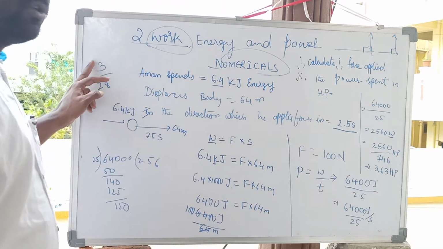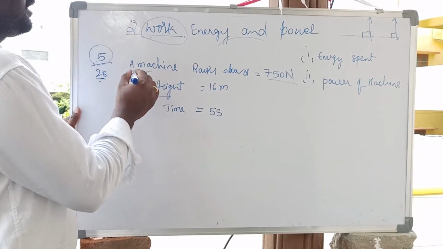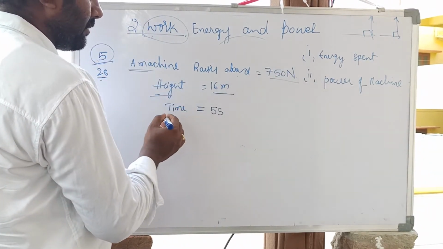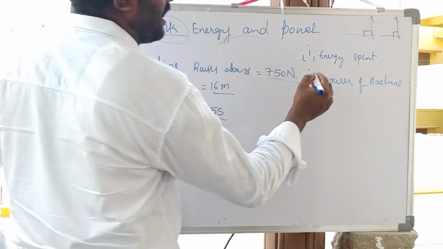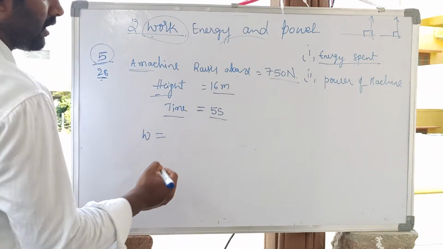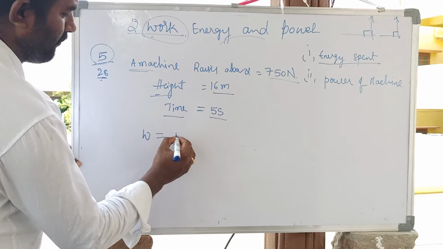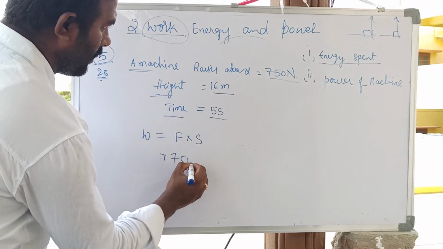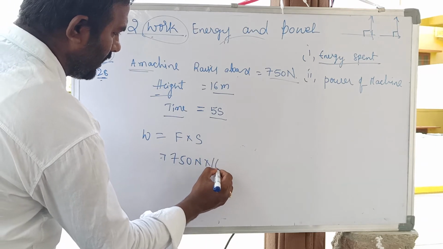Okay, this is the fifth question, page number 28. A machine raises a load of 750 newtons to a height of 16 meters. The time taken for that is 5 seconds. They are asking to find the energy spent. Energy is nothing but work. So how much work is done? F into s: 750 newtons into 16 meters.